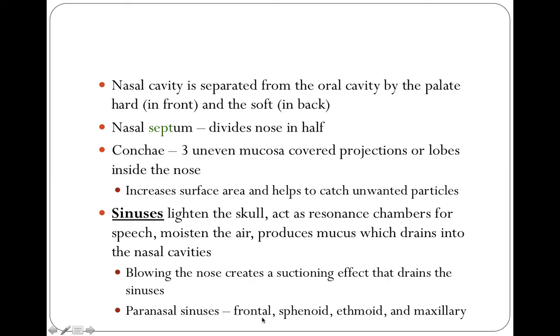Sinuses. You have frontal, sphenoid, ethmoid, and maxillary. So upper jaw, around the eyes, side of the head, forehead. Okay, all in that area. What's the point of that? To lighten the skull, to be a sounding board for speech. Like when you have a stuffy nose, sometimes it feels like things are echoing in your head because they're clogged. They also moisten the air and produce mucus.